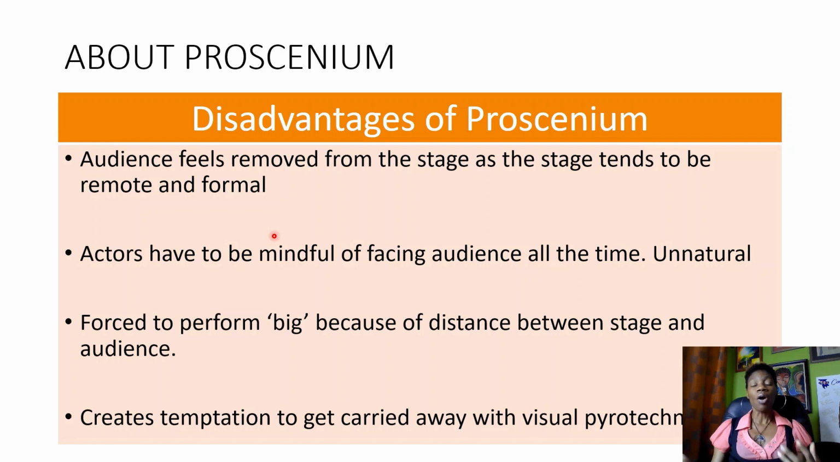Now, another disadvantage to working through the proscenium arch stage is that the actors must be mindful of the audience at all times, because it's an unnatural play, right?